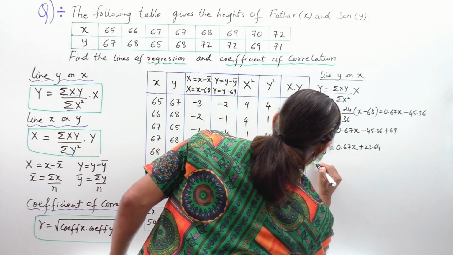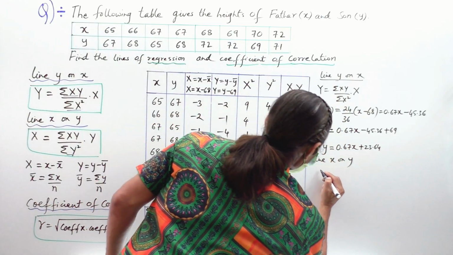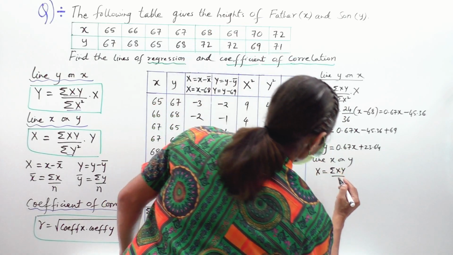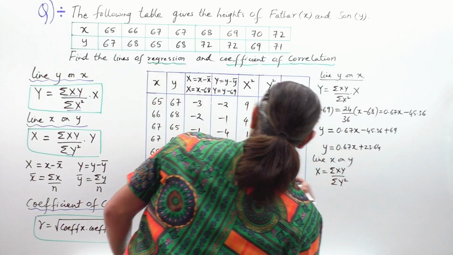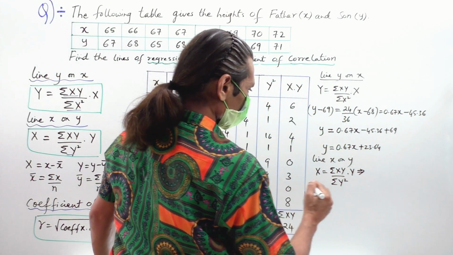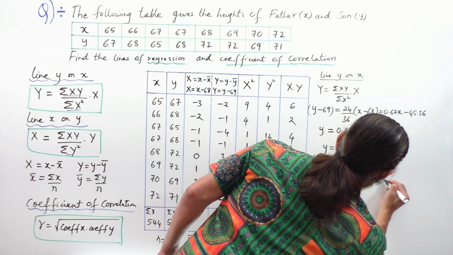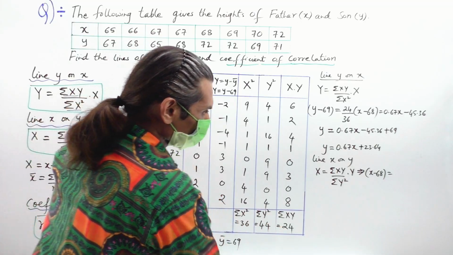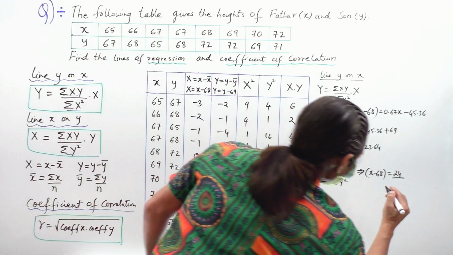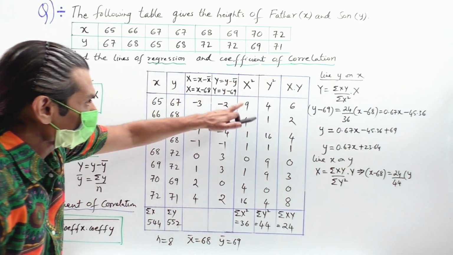Similarly, the line x on y will be, what is the line x on y? Capital X is equal to summation capital XY whole divided by summation y square, see the formula here, into capital Y. That implies, I'll write here, x minus x bar, which is 68, equals summation xy is 24 from the table, divided by, what is that? Summation y square is 44, into capital Y, which is what? y minus 69.